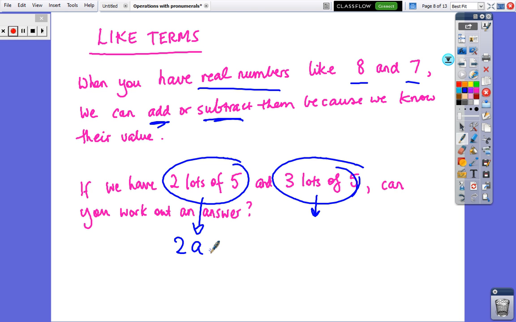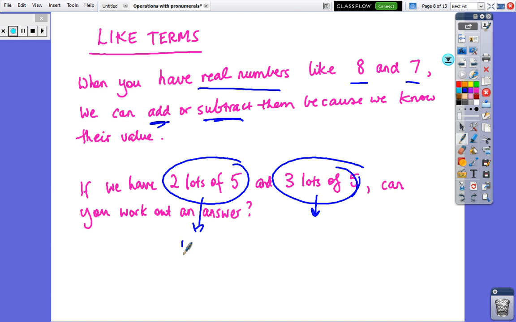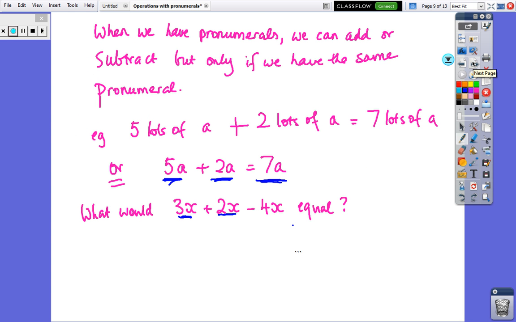So we're back live. Sorry, we had just a break there. So 2 lots of 5 is 10, and 3 lots of 5 is 15, so we can work out an answer. But when we have pronumerals, we can only add or subtract if they have the same pronumeral.